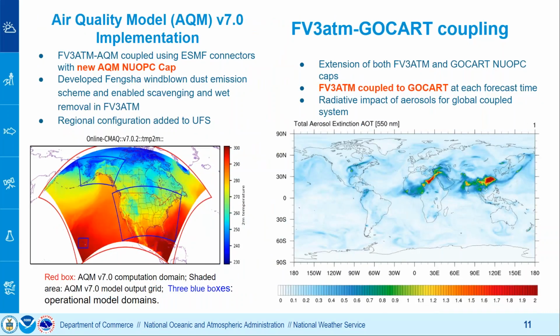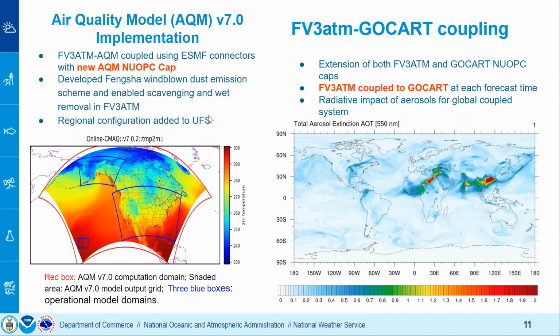Here are 2 other components. One is the AQM, air quality model. It is CMAQ based. We developed a new AQM UFS cap and some other features, including the FENGSHA wind-blown dust emission scheme. And we also enabled the scavenging and wet removal on the atmosphere side. The regional configuration is enabled in UFS compared to operation.